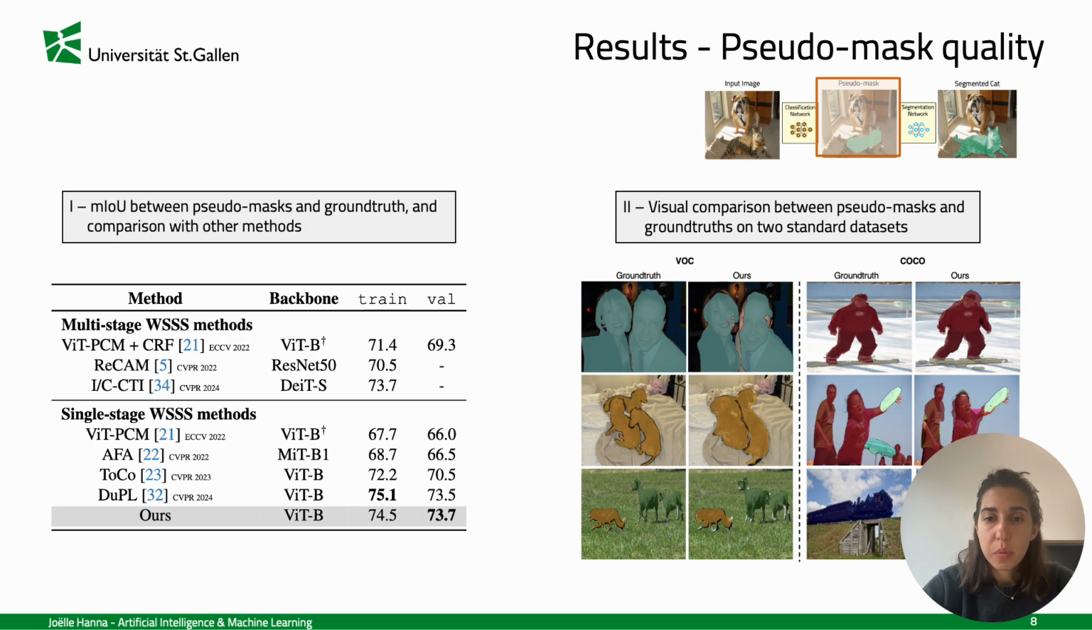And now some results. So here we first evaluate the pseudo-mask. So the second step here is we're still before the segmentation network. We evaluate quantitatively by comparing with other state-of-the-art methods, and we are the best or the second best depending on the sets. On the Pascal VOC, we also have a visual comparison where the shapes are actually quite close to the ground truth, even though it's only the pseudo-mask.